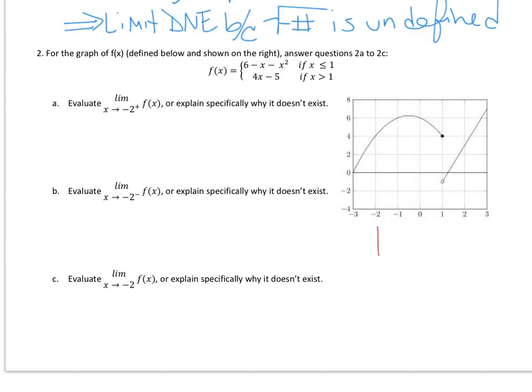From the right, and remember, we're going to negative 2, not over here where the curve breaks at 1. As x values come from the right, the y values come around here to this point, negative 2, 4. And from the left, as the x values come close to negative 2 from the left, the y values are approaching that same point, negative 2, 4. So the limit is 4. And we say that for part A, as x approaches negative 2 from the right, the limit is 4.